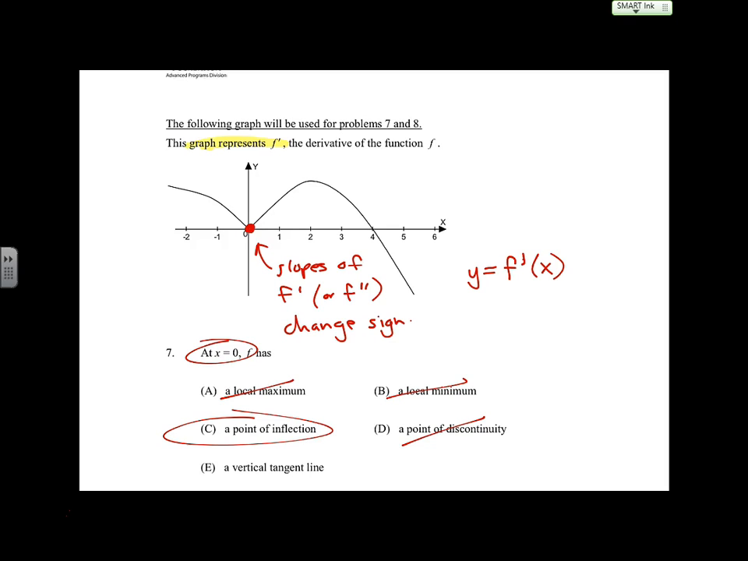Like if it was a double prime graph, it would be, hold on, no, because the slope is down, so it'd be below. The slope is down, so the second derivative would be negative. And then the slope is above, which means positive there. So the second derivative graph will go from below to above, but the original graph will go from concave down to concave up. Does that make sense?